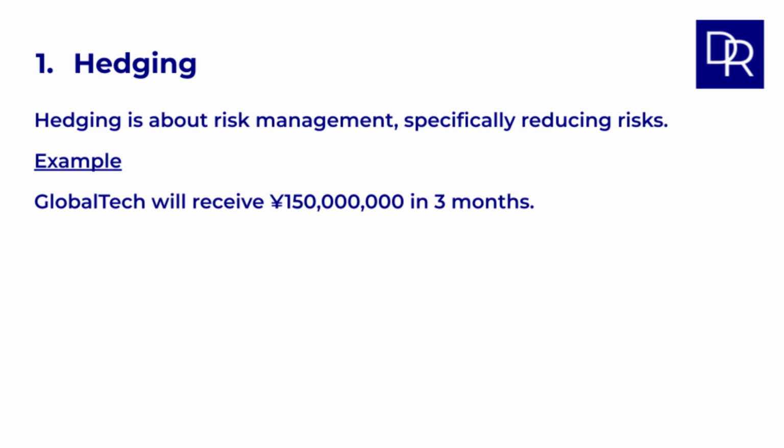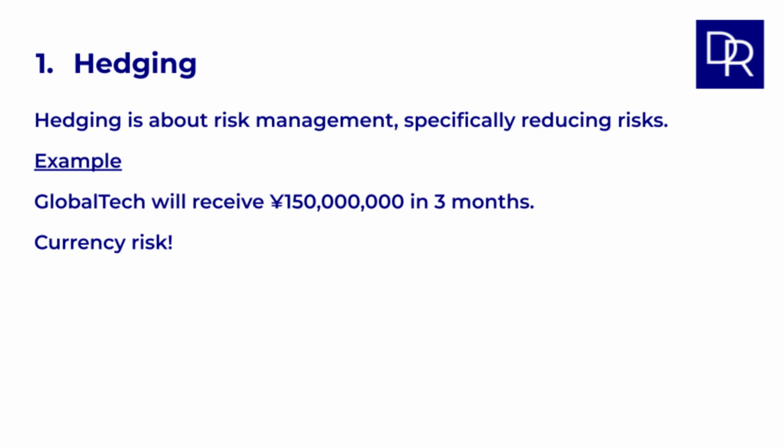Global Tech is excited about the sale, but they face a risk, currency risk. Payment is in Japanese yen, but Global Tech's expenses are mostly in US dollars. If the yen weakens against the dollar in the next 3 months, when they convert that 150 million yen back to dollars, they'll receive fewer dollars, reducing their profit margin.